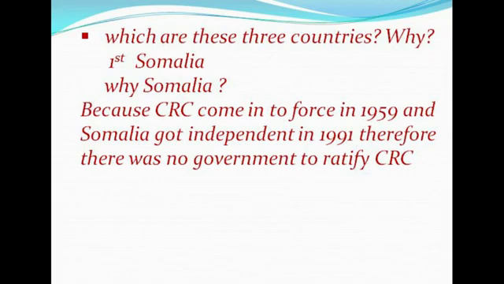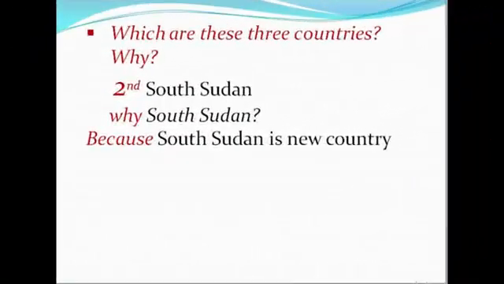When was the CRC issued? 1989. When did Somalia lose its government? 1991. So since 1991, there's no effective government to ratify the CRC. And second is South Sudan. Why not South Sudan? Because it's a new country, just 2 or 3 years of existence. And even though they are considering ratifying the CRC, they have given an official explanation that they are in the process of ratifying the CRC. And the third country is the United States.